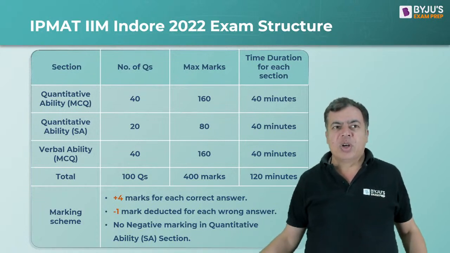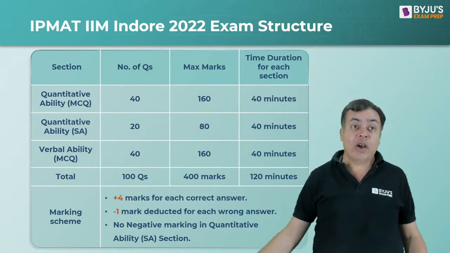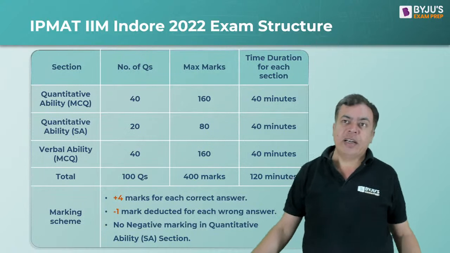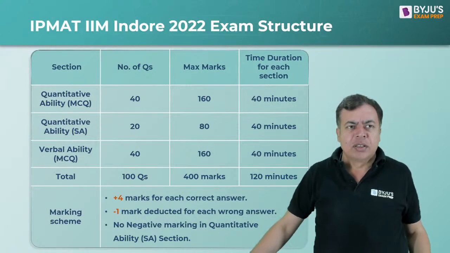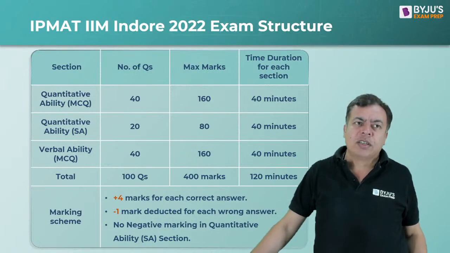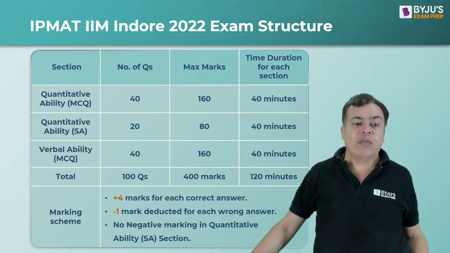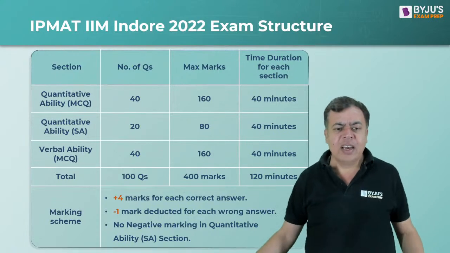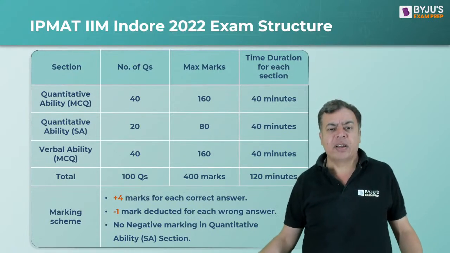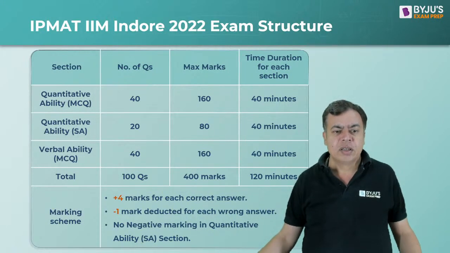Okay, so now the thing is, number of questions. MCQ type quant, 40 questions, and all questions carry 4 marks each, right? All sections, all questions. So quant 40 MCQ, 20 short answer, and verbal ability 40 questions. This is the earlier pattern. This year, this would be okay.